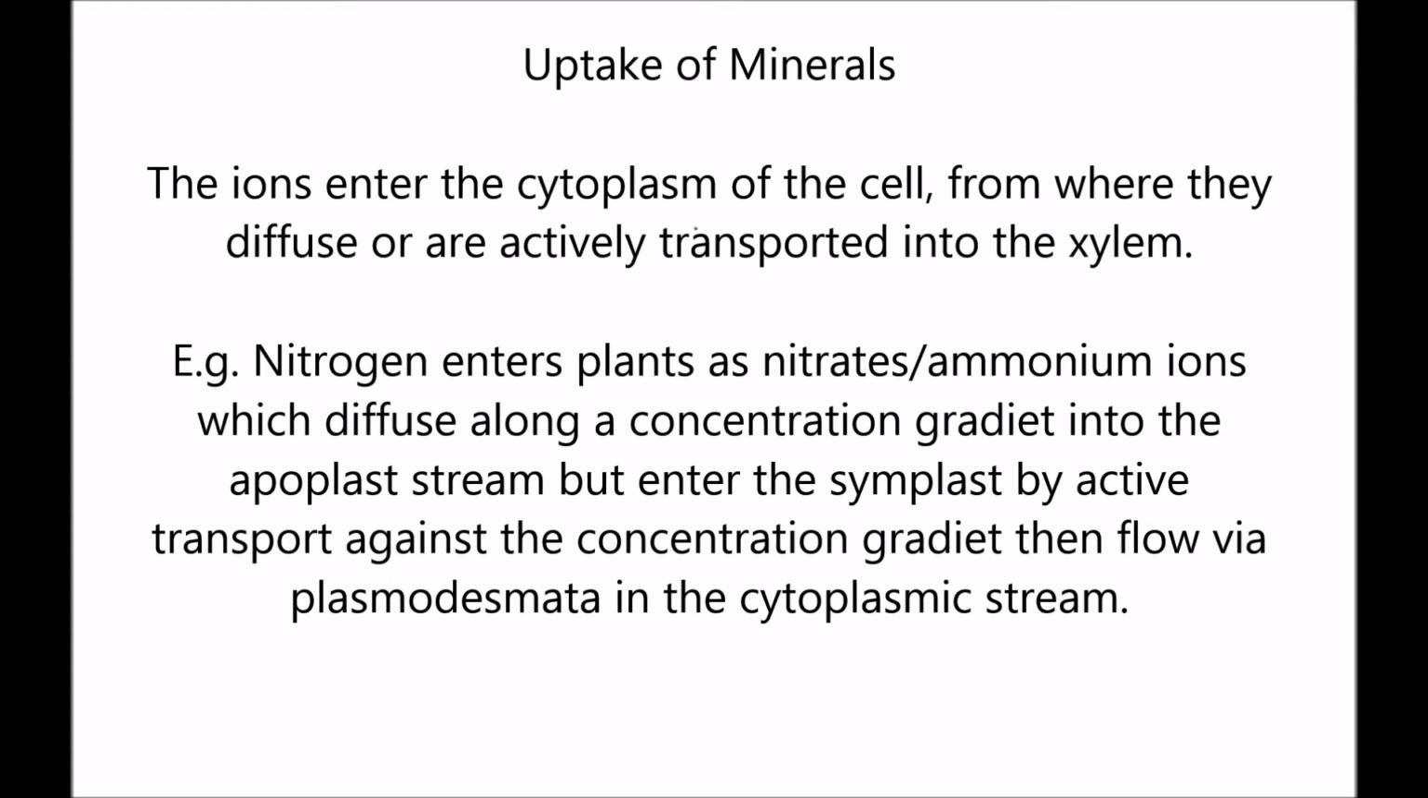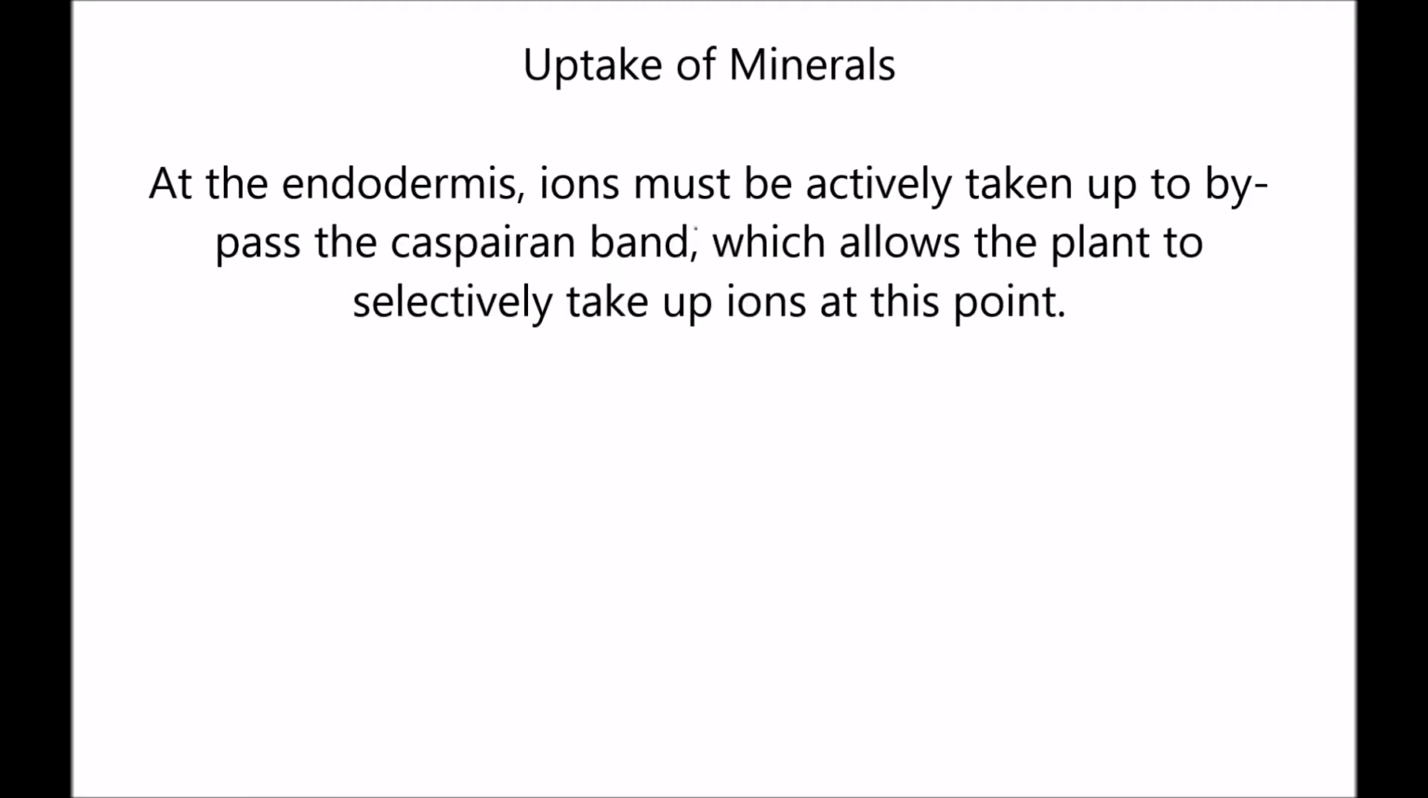For example, nitrogen enters the plant as nitrate and ammonium ions, which diffuse along the concentration gradient into the apoplast stream, but enter the symplast by active transport against the concentration gradient. They then flow via the plasmodesmata in the cytoplasmic stream. At the endodermis, ions must be actively taken up to bypass the Casparian strip, which allows the plant to selectively take up ions at this point.